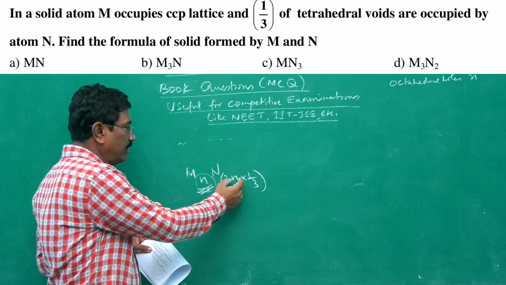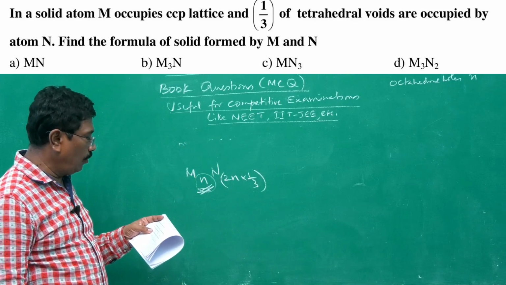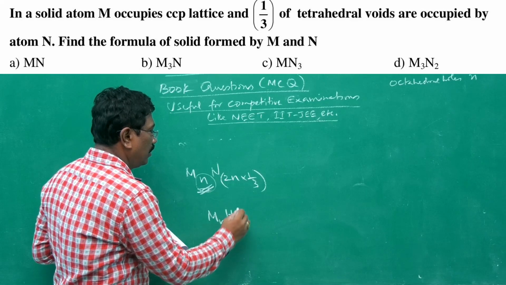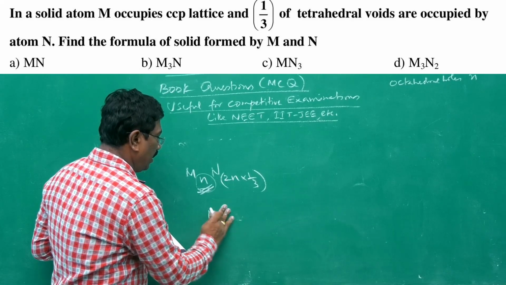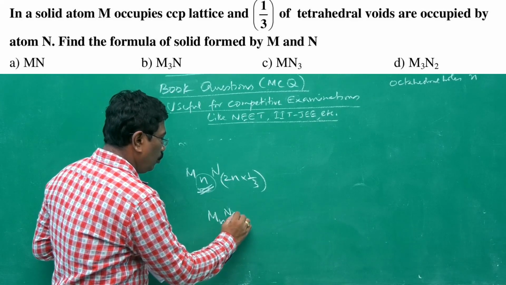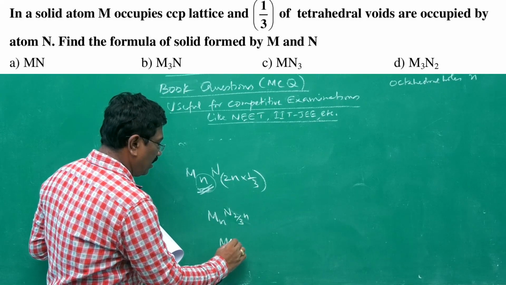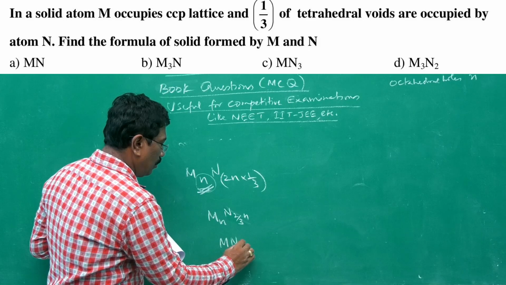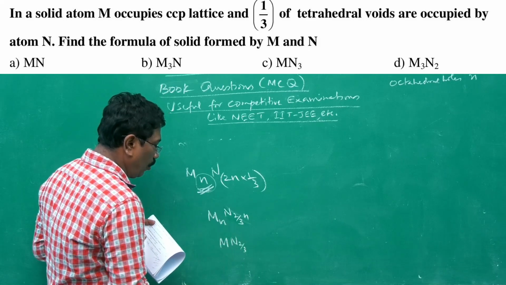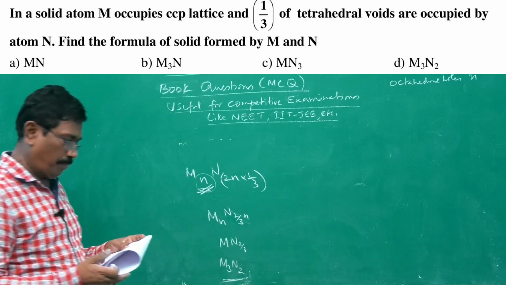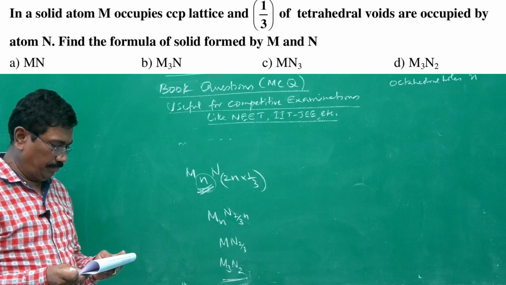2n tetrahedral voids, 1/3. And therefore, the molecular formula will be M n, 2/3 of n. When n gets cancelled, M 2/3. If it is made whole number, M3N2 is the molecular formula. So D option.